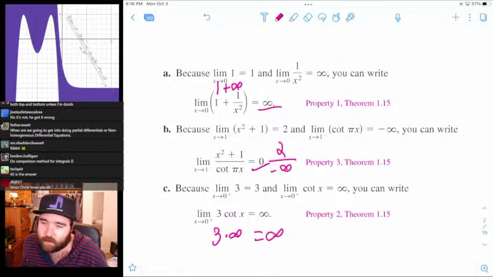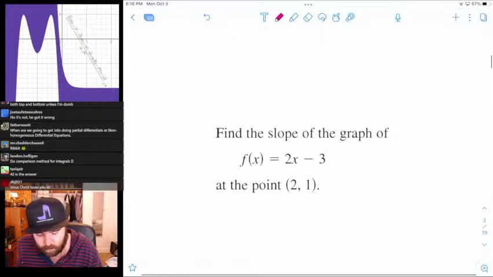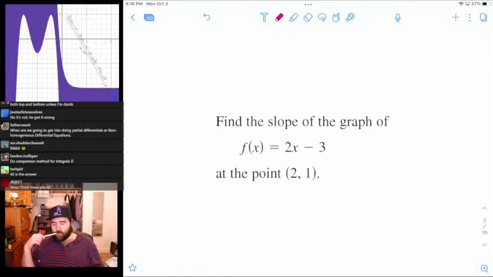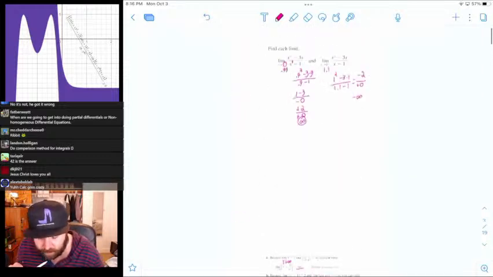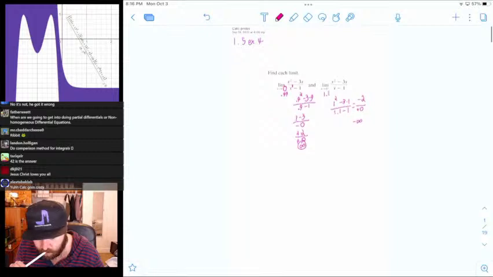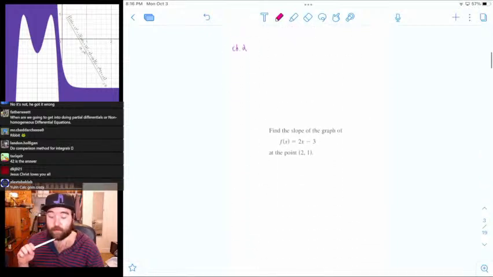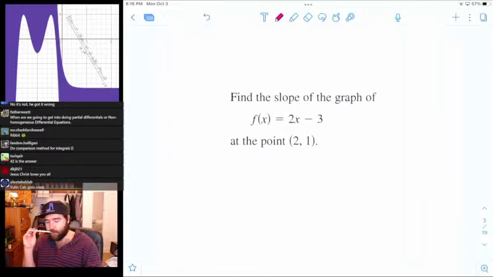All right, good stuff. On to the next one. Find the slope of the graph of that. We haven't done power rule yet. Oh, this is chapter 2. So this is just getting into limit derivatives. Okay. Find the slope of the graph.